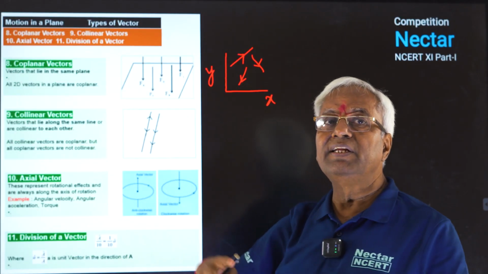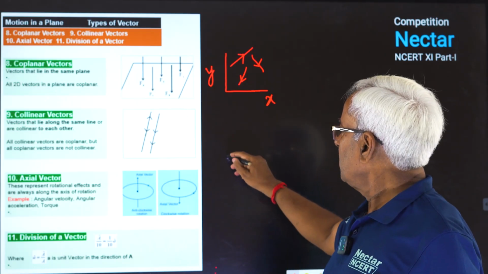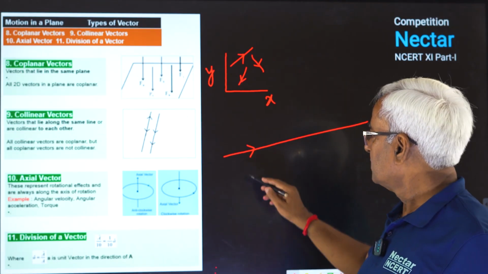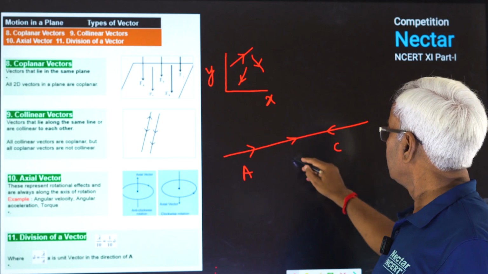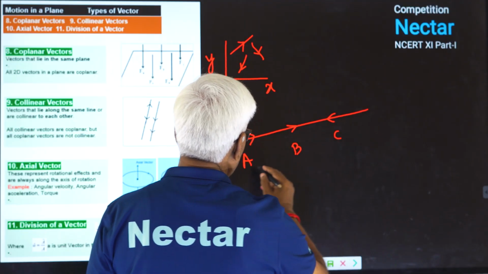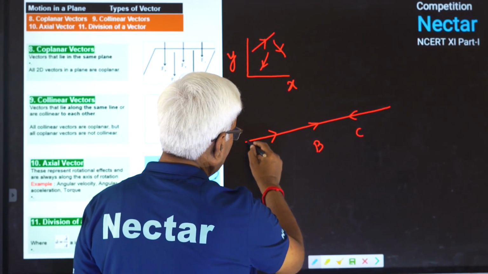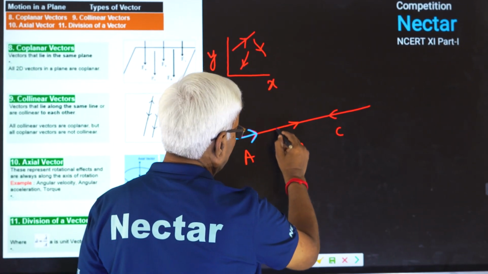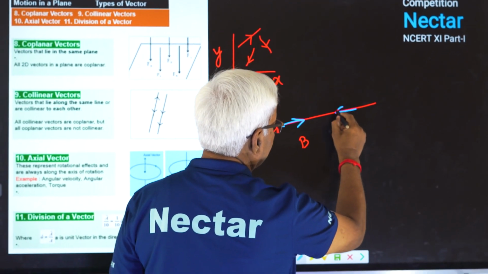Then what is collinear? Co means same, linear, line. There is one line, and we draw the vectors A, B and C. These vectors are on the same line. One big line I have drawn, and just to show it, I'll draw this vector A. See, this is vector B. Size is not material. And this is vector C.